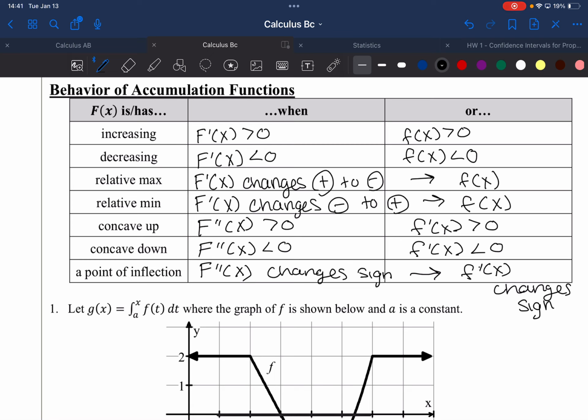So again, this is making the connection between the accumulation function and the original function f of x. Any questions so far? Yes?